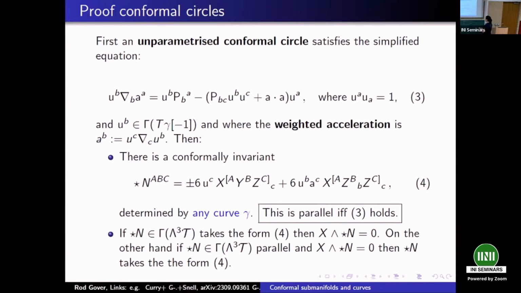And then you form a weighted acceleration. Again, this is a covariant derivative along the curve in the direction of the velocity. You differentiate the velocity, but you're using this weighted velocity. This is not quite the usual acceleration, and it's not just the weighting of the usual acceleration, but it simplifies this equation. Okay, so that's the first thing. So that's an unparameterized conformal circle, if you have that.